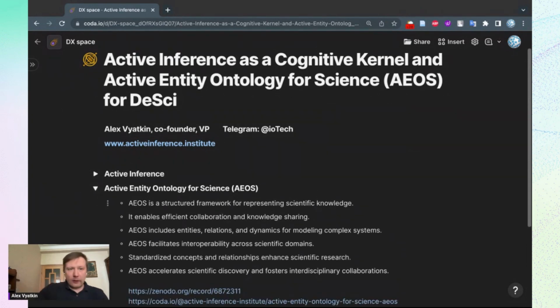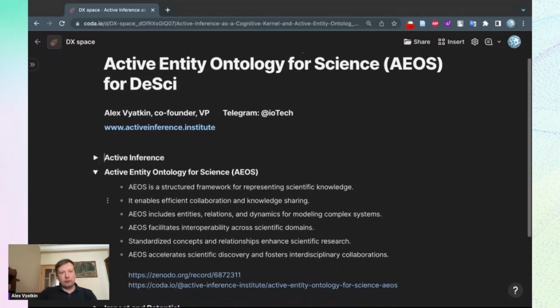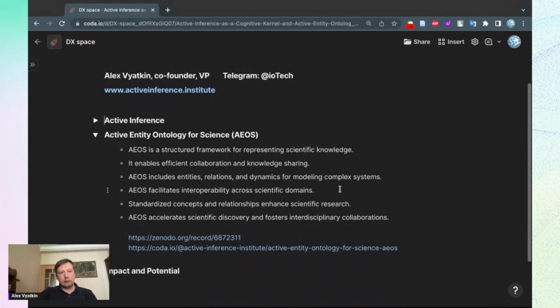As for the Active Entity Ontology for science, first of all, in terms of active inference, we can consider it as a part of a shared generative model of people as personalities or organizations or projects, which should have some common language in place. And having it, there is some evolution happening and providing ways to represent different scientific knowledge in a common way to enable efficient collaboration and knowledge sharing.